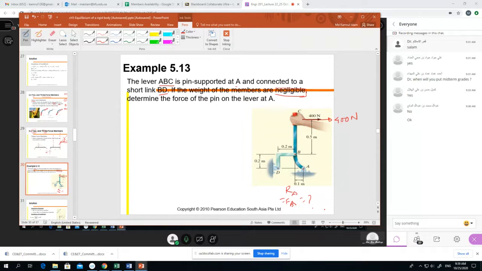Now the problem here: this is one member, lever ABC is one member. And the link BD is another one. So this is BD. Okay.